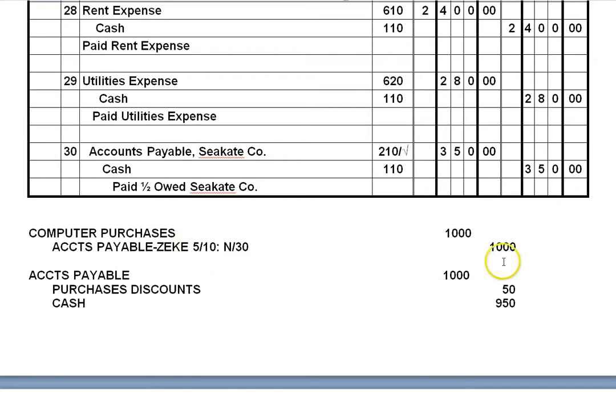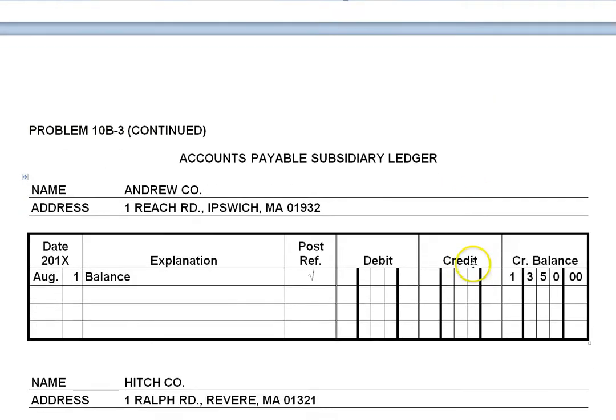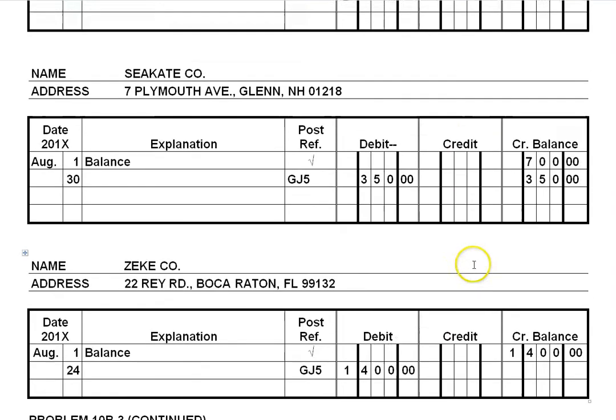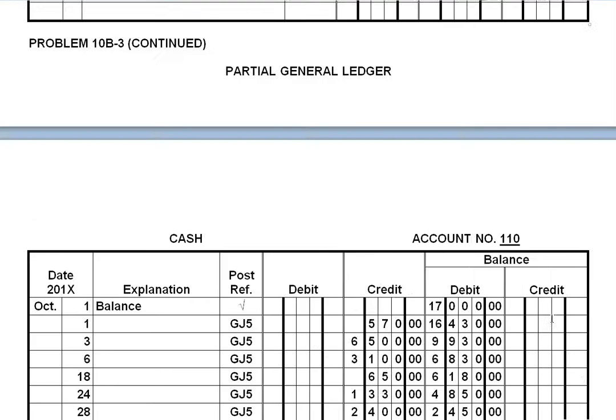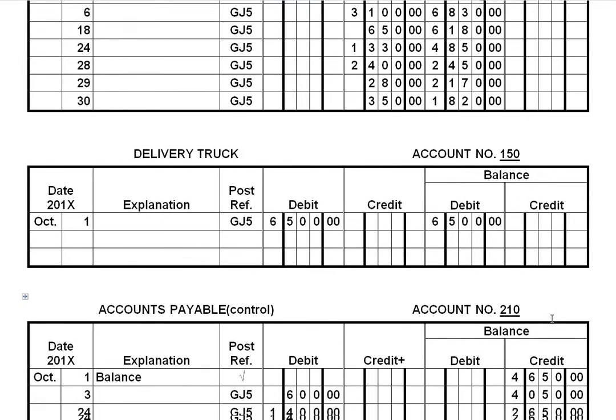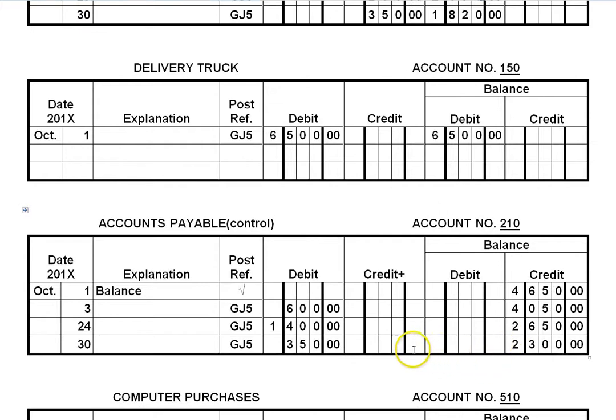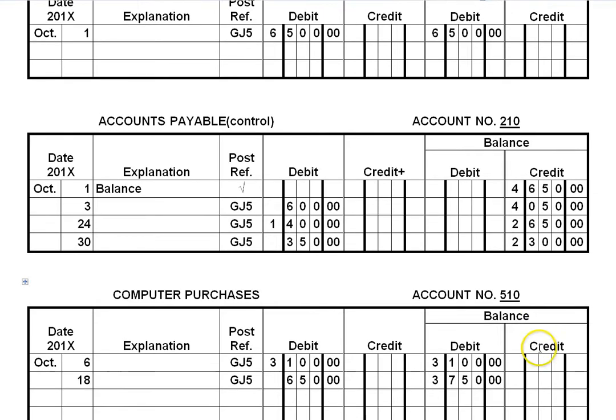If I posted that $1,000 to accounts payable, you'd see it in the accounts payable account and you'd see it in Zeke's account. So if I came down to Zeke's account, wherever that is, there he is there, I would have added in another credit for $1,000 there, and he would have been $2,400. Okay, and then the accounts payable account in the general ledger would have also been increased by the $1,000, and that would show the 23.